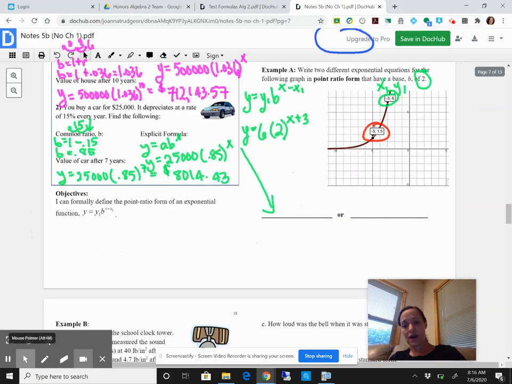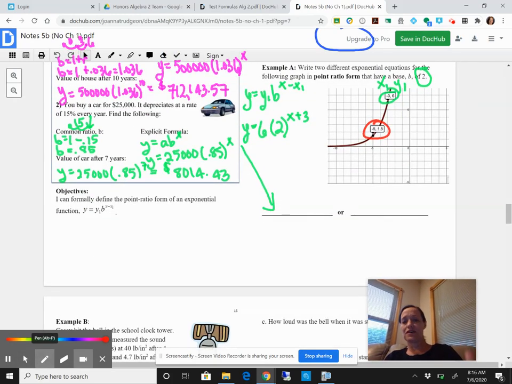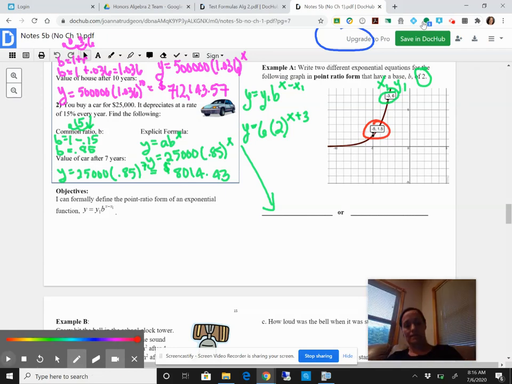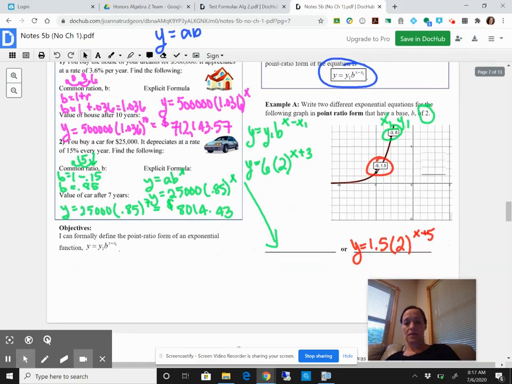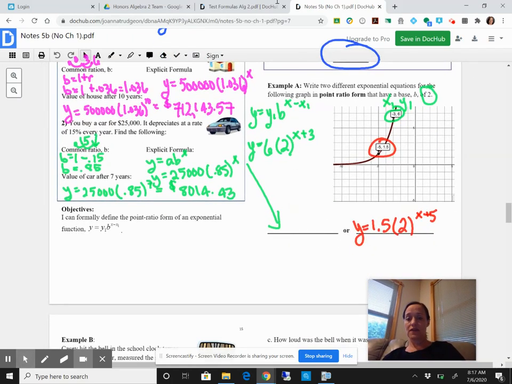You could probably do that one on your own. Use that point and do that one. All right, and hopefully you got y equals 1.5 times 2 to the x plus 5 for that one.